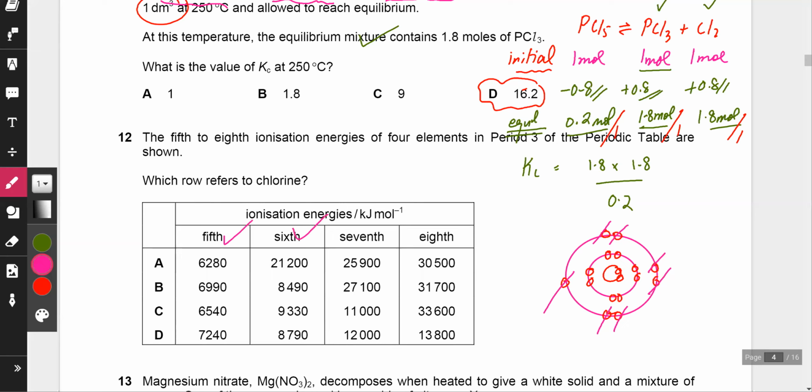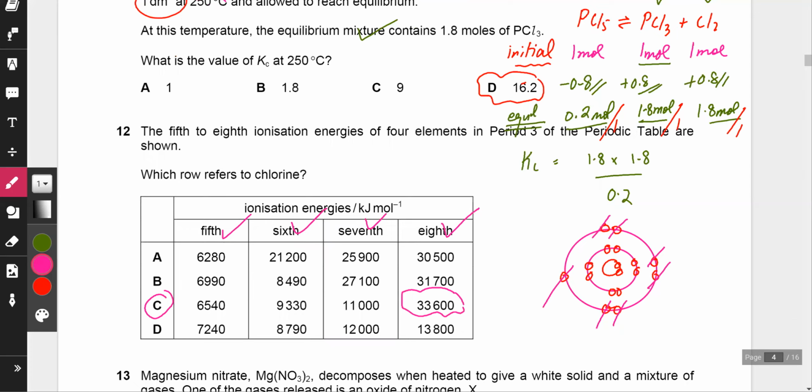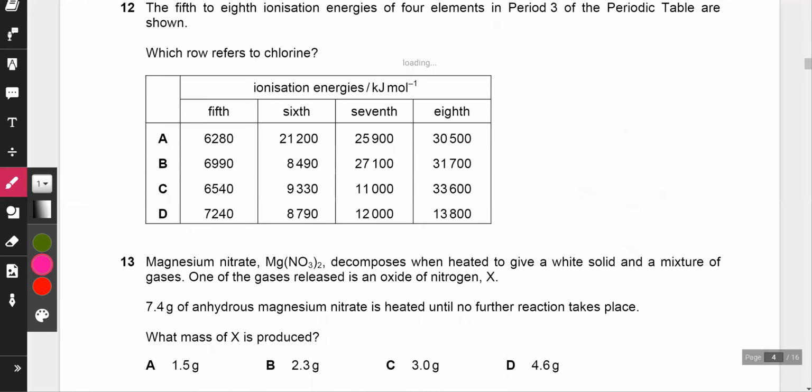Removing the fifth, sixth, seventh is not really going to be difficult. But as soon as you move to the eighth, there's this huge jump, almost three times. So it's going to be C. And just to confirm, in the other options there is no jump. Okay, is this clear?